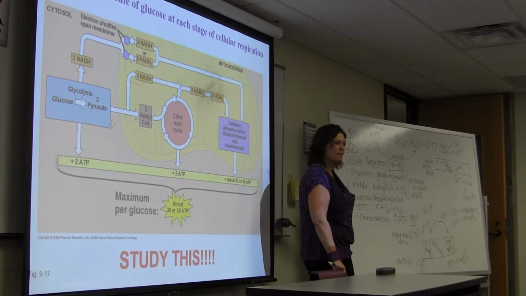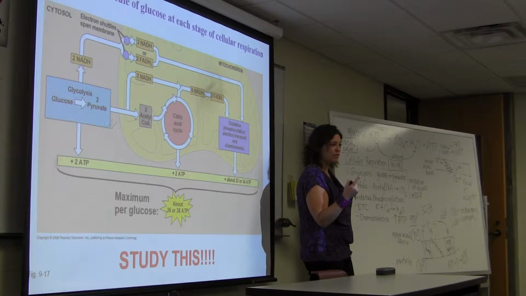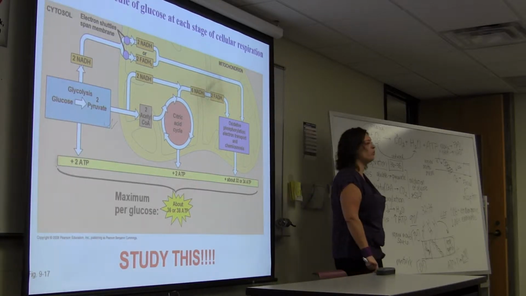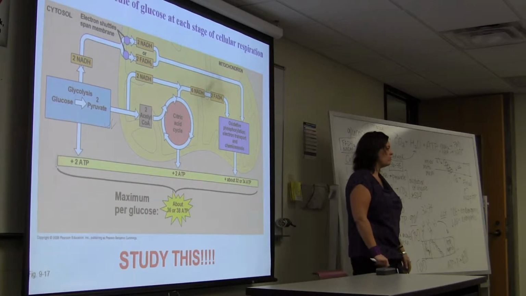All right, so two ways to make ATP, either substrate level phosphorylation or oxidative phosphorylation. Oxidative phosphorylation is going to be way more efficient than substrate level phosphorylation.